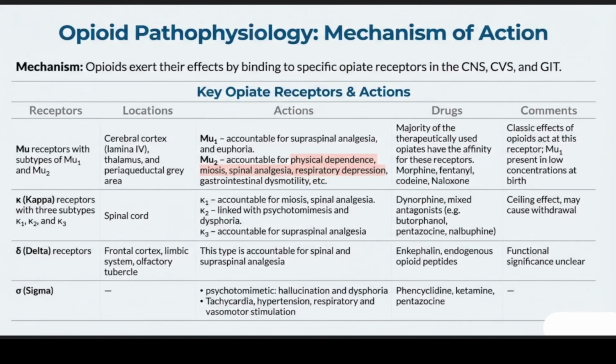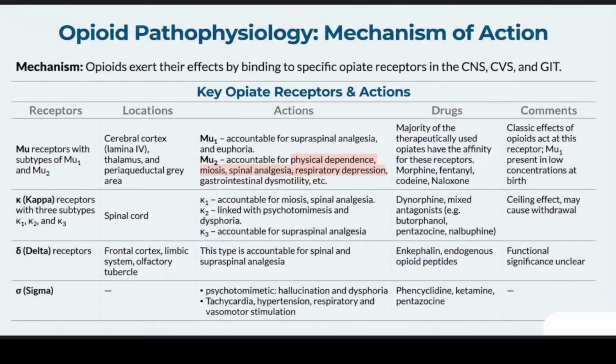See, sigma receptor activation is going to lead to hallucinations, dysphoria, tachycardia, hypertension, and respiratory and vasomotor stimulation. Okay, phencyclidine, ketamine, and pentazocine are a few examples of those.